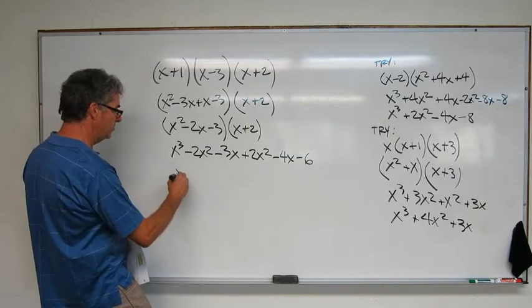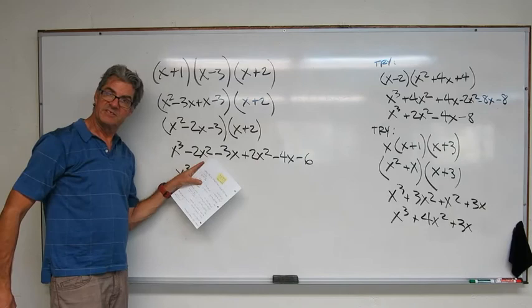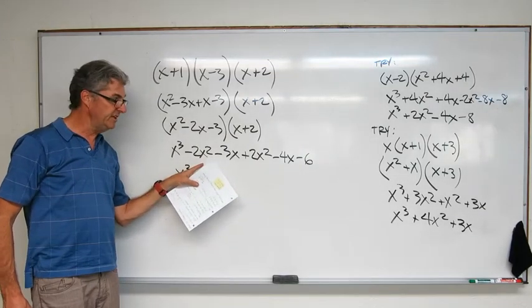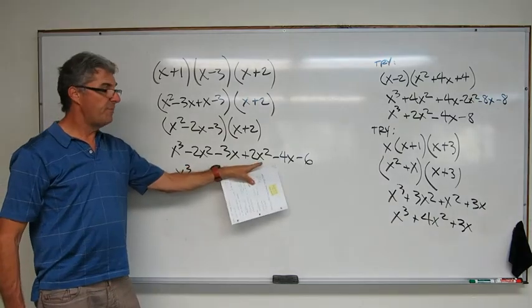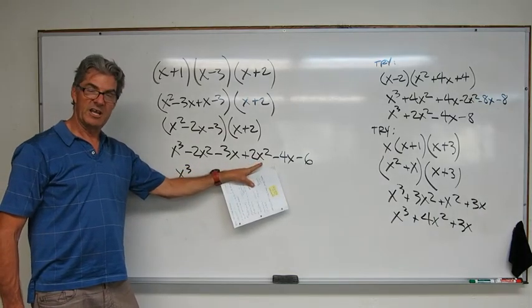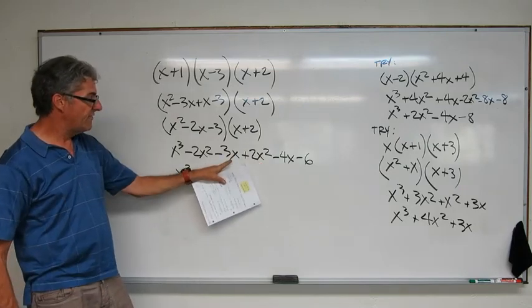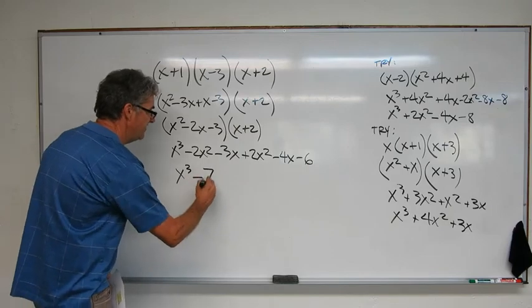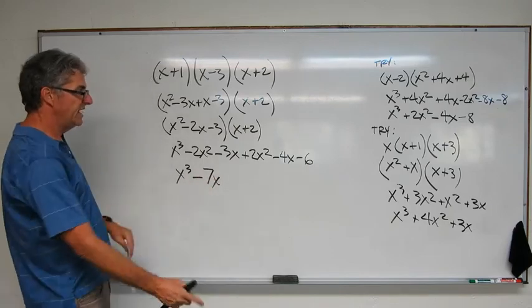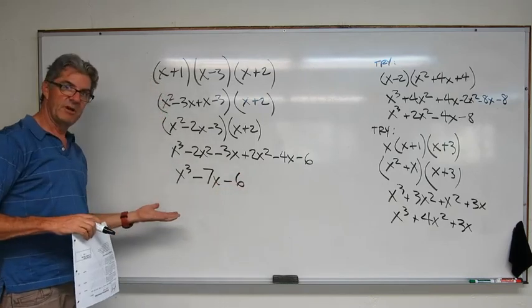Only 1x cubed. Now I've got 2x squareds. But this is kind of interesting. Do you see? I've got a minus 2x squared and a positive 2x squared. They're going to cancel out. There's no x squared. So we're done with those. Now I have a minus 3x and a minus 4x. That gets me minus 7x. And then finally, last but not least, my number, it just comes on down. And bam, there we go.